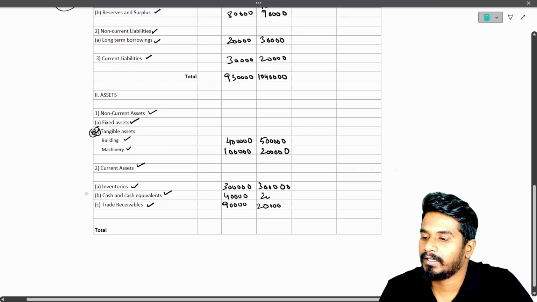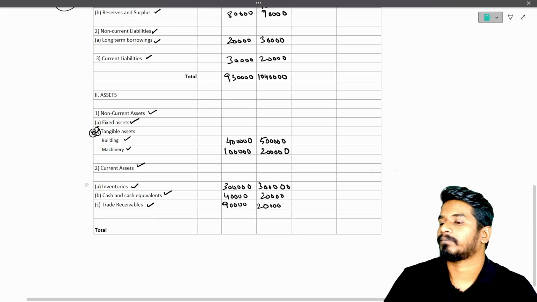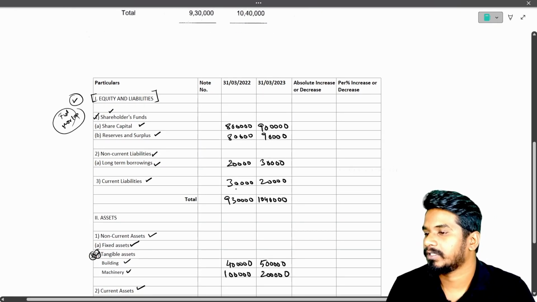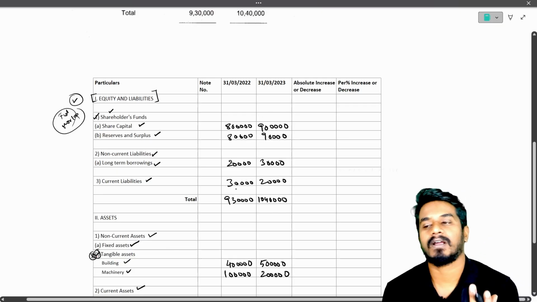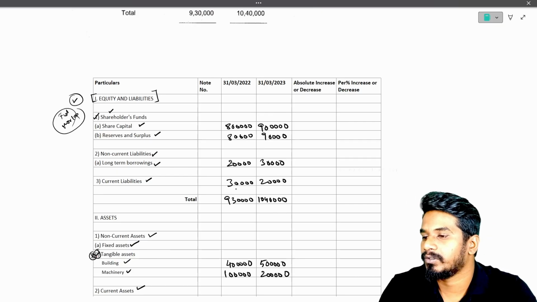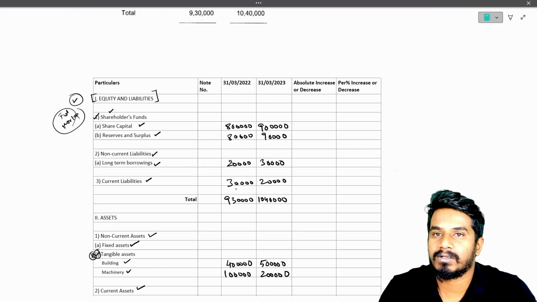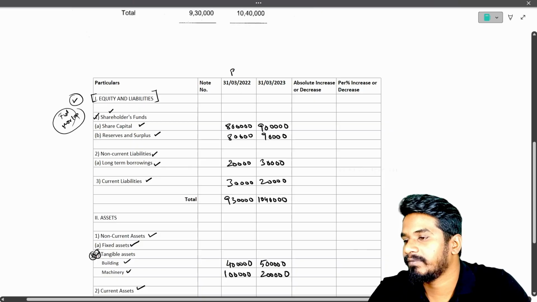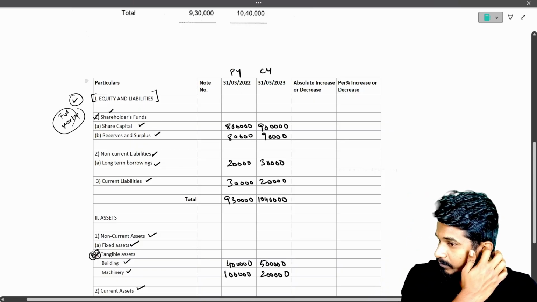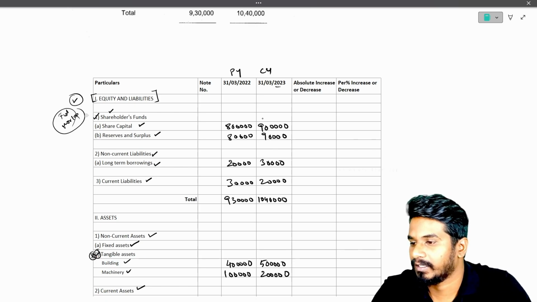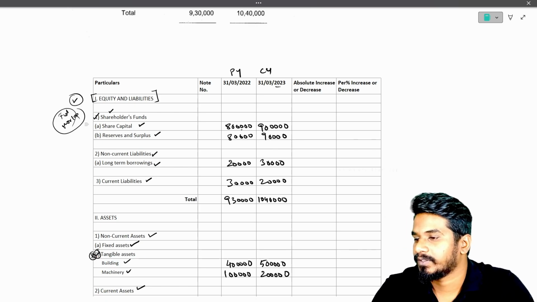40,000 and 20,000. Okay, we have taken all the amounts and written it down in the format, and we'll solve it now. First thing, we need to observe the absolute change, or absolute increase or decrease, in the values. We need to compare the previous year and current year. You know what the previous year and current year are, so no need to discuss it again and again. Right. What is the change?